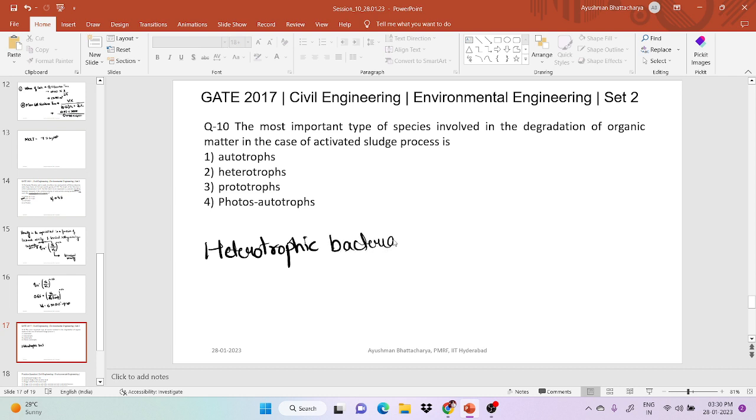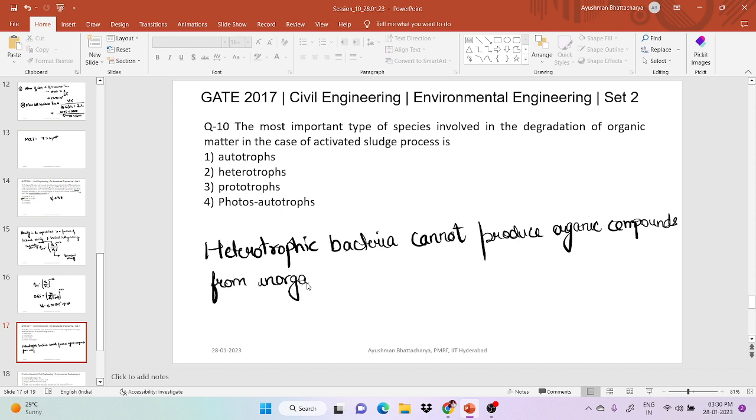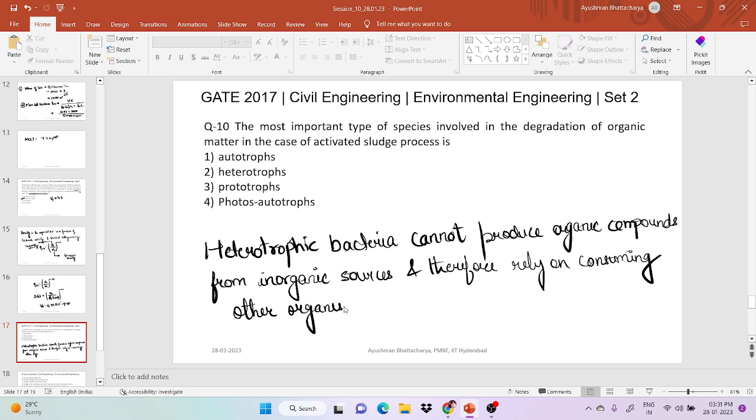So basically, heterotrophic bacteria cannot produce organic compounds from inorganic sources and therefore rely on consuming other organisms in the food chain.